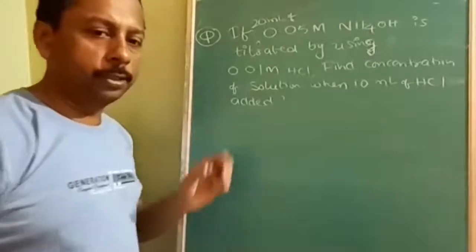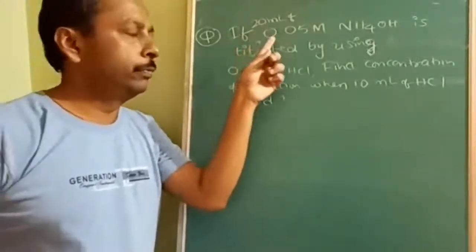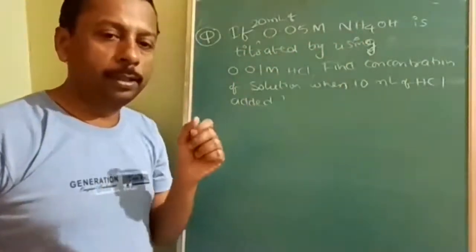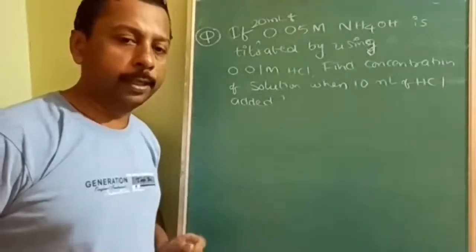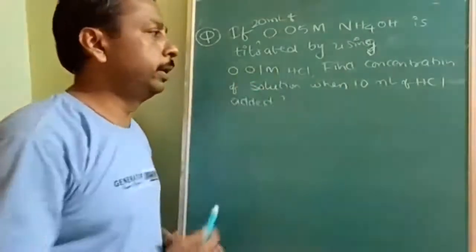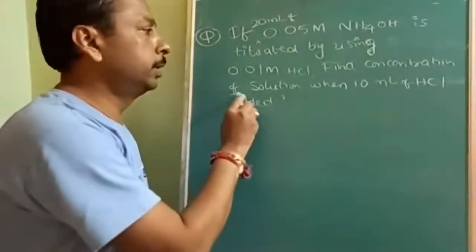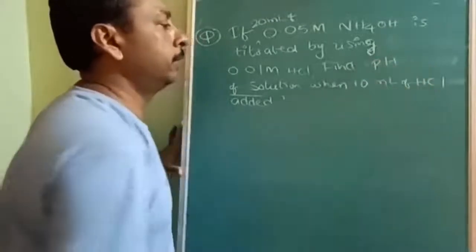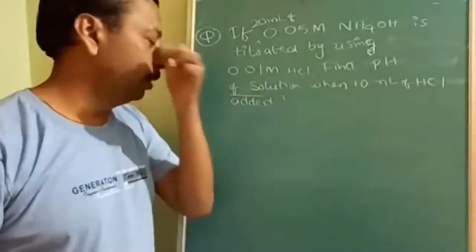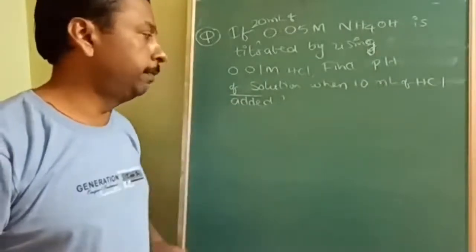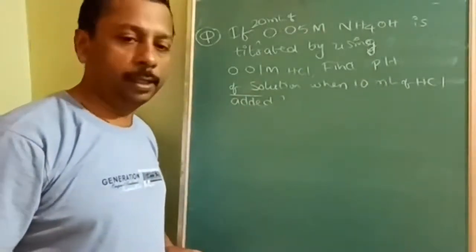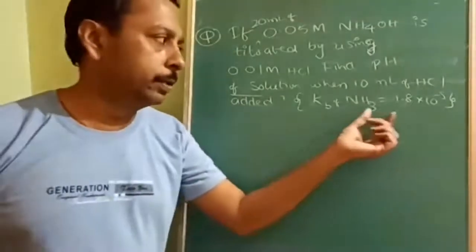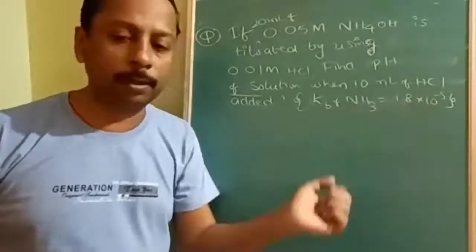Okay, next question: if 20 ml of 0.05 molarity ammonium hydroxide is titrated by using 0.01 molarity HCl, find the pH of the solution when 10 ml of HCl is added. Kb of NH3 is equal to 1.8 into 10 to the power of -5.